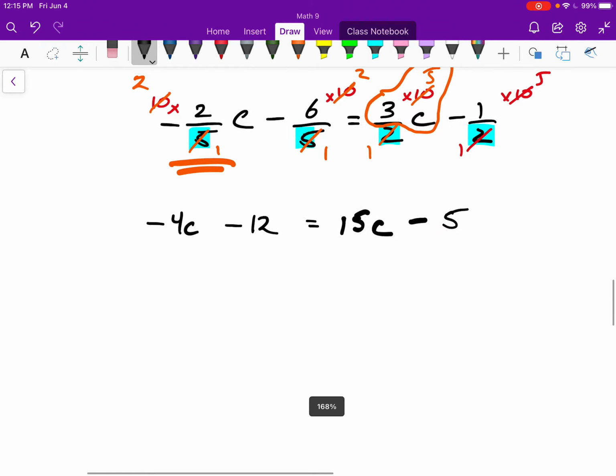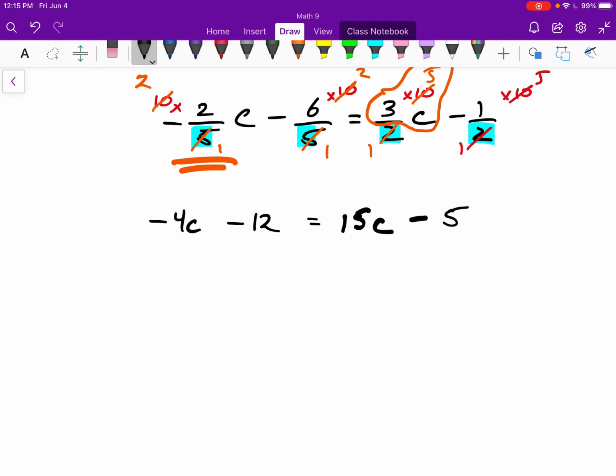And now I have variables on both sides. I'll take care of this now. I have a negative 4 and a 15c. Negative 4 is smaller, so I'm going to add 4c to both sides. Because again, I was thinking opposites or inverses. That cancels out. I have negative 12 equals 19c minus 5.